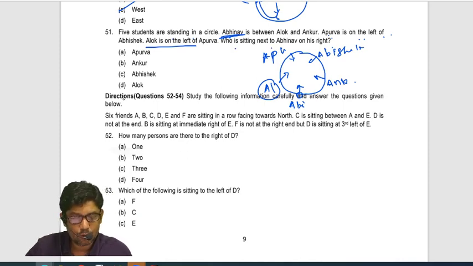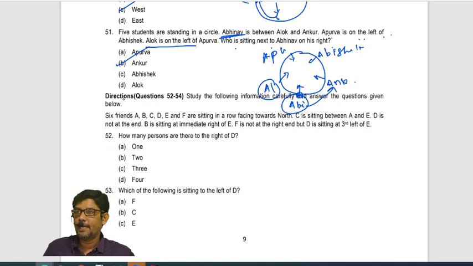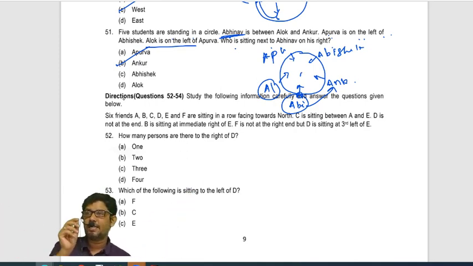Who is sitting next to Abhinav on his right? Where is Abhinav? Abhinav's right is what? Ankur. Hey, he is facing north, na? So Ankur is here. Sir, in our class, they said when the circular arrangement problem comes, whether facing towards center or not facing towards center, we need to take. In this question, they did not mention. So therefore, we have to take facing towards center only.